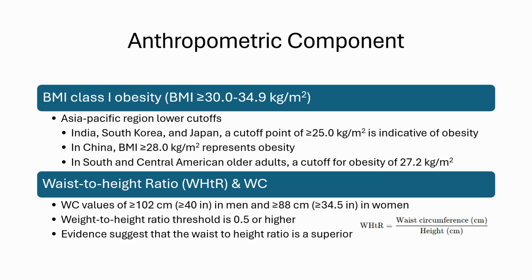In the US and Canada, the waist circumference cutoff values, which indicate an increased cardiometabolic risk, are greater than or equal to 102 centimeters for men, and 88 centimeters or higher for women. The waist to height ratio threshold is 0.5 or higher, which represents increased risk of cardiovascular disease for both men and women. Some evidence suggests that the waist to height ratio is a superior indicator of cardiovascular disease risk when compared to waist circumference.